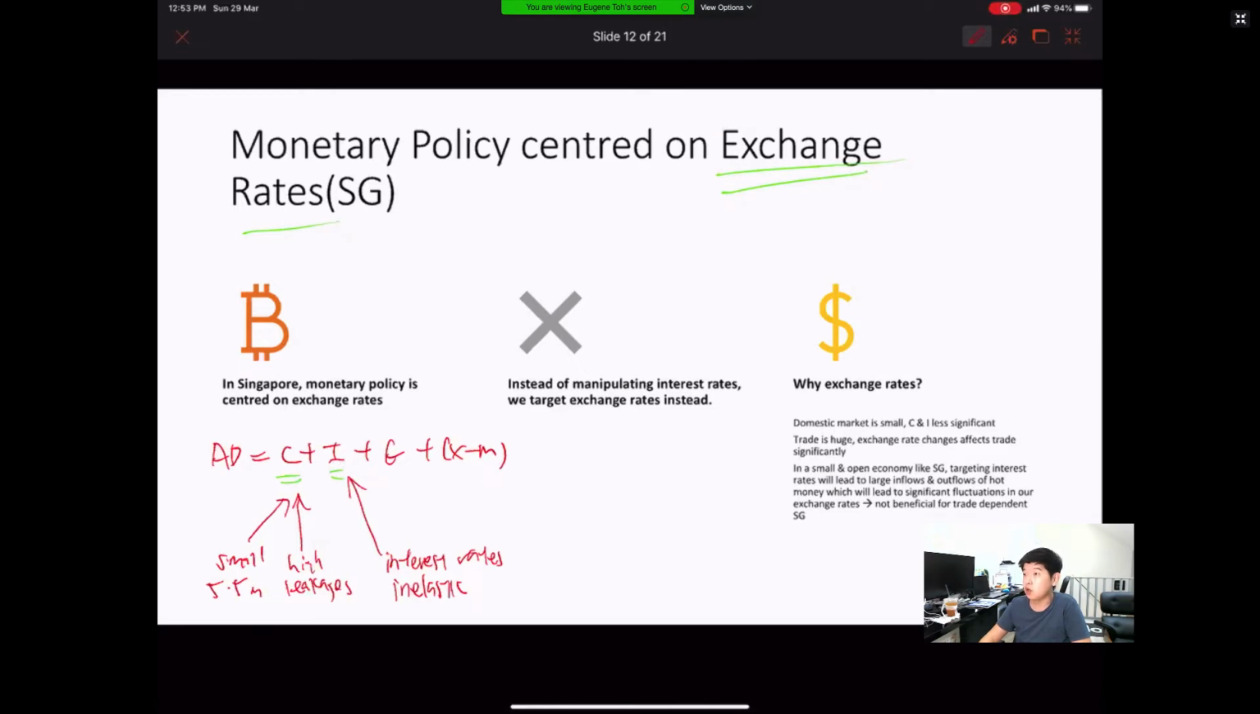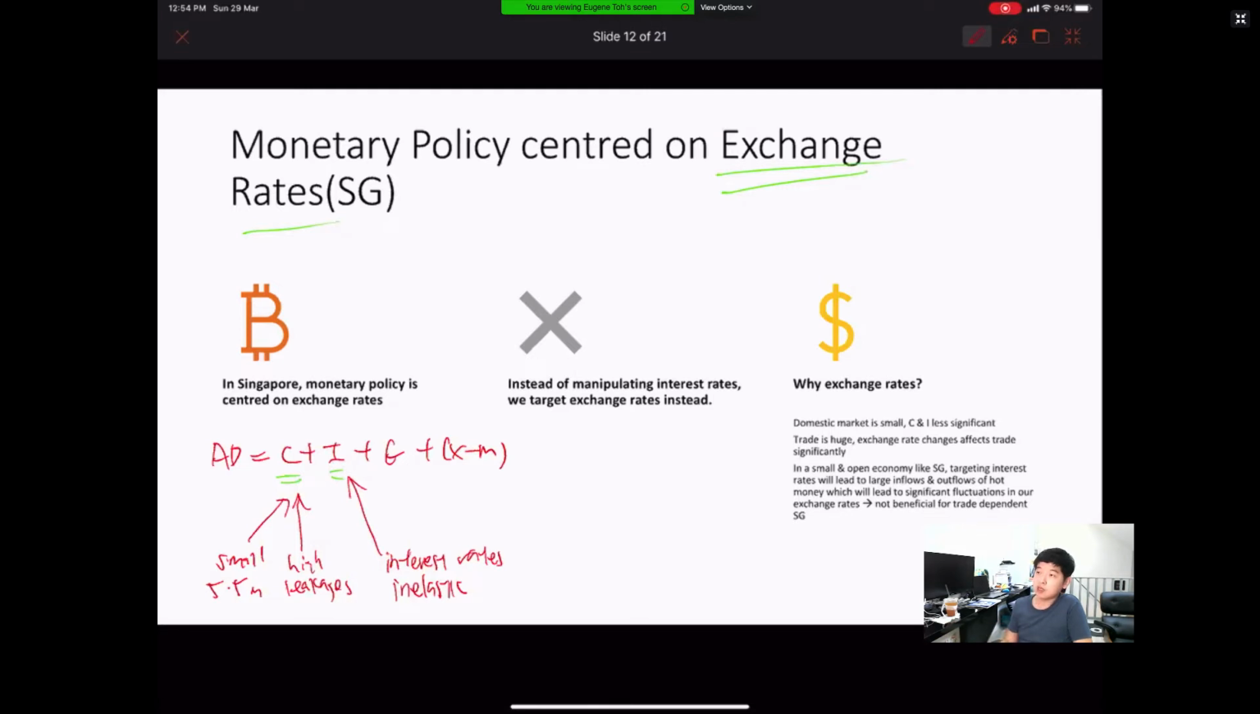Okay, it's actually your X minus M, right? So if it is your X minus M, then when you manipulate exchange rates, when your currency becomes stronger or weaker, it affects prices of exports and prices of imports. That's the reason why targeting exchange rate has a more powerful impact than targeting consumption and investment, because targeting your exchange rates actually targets your X minus M as opposed to anything else.